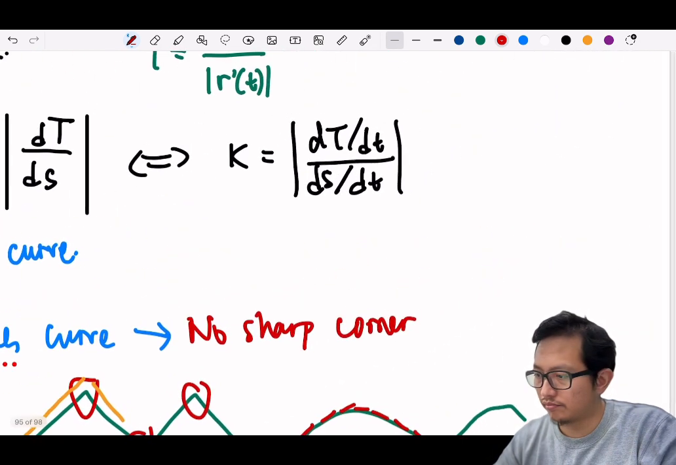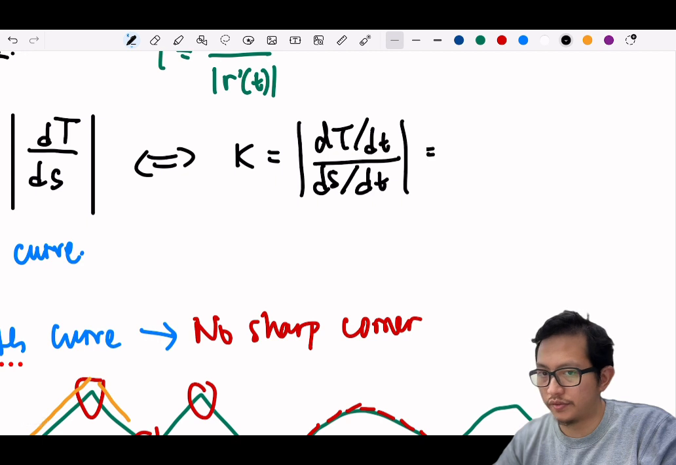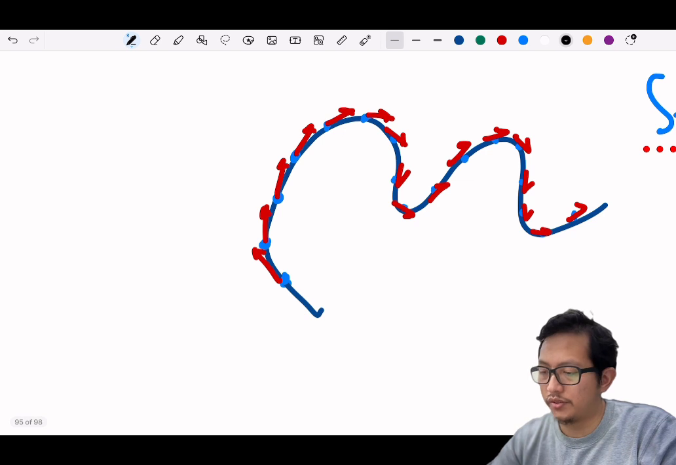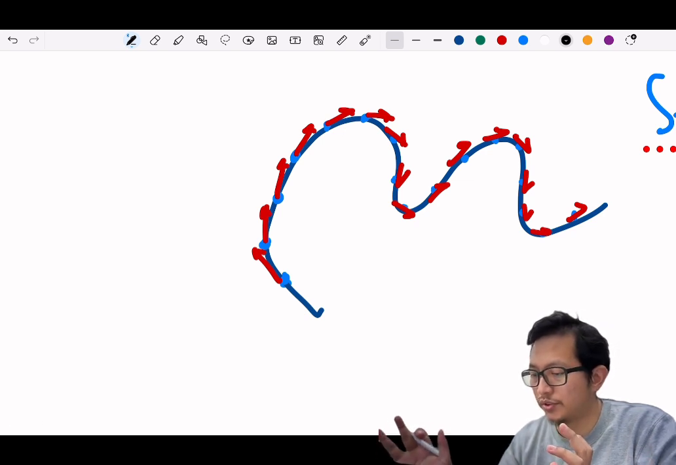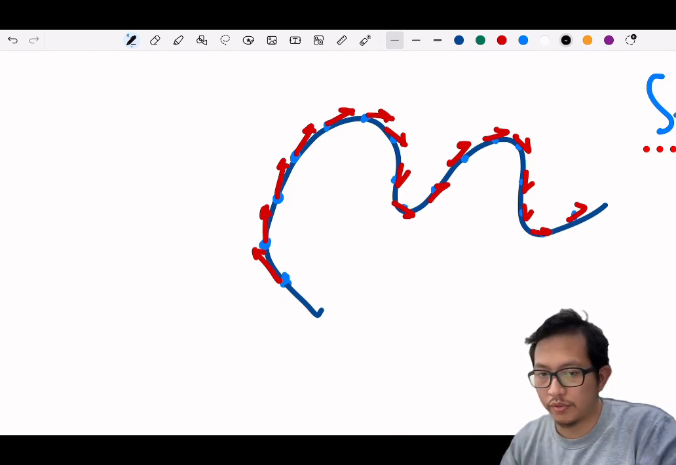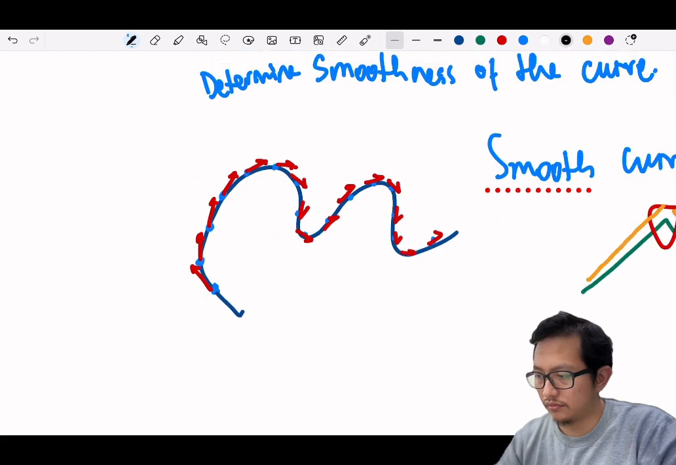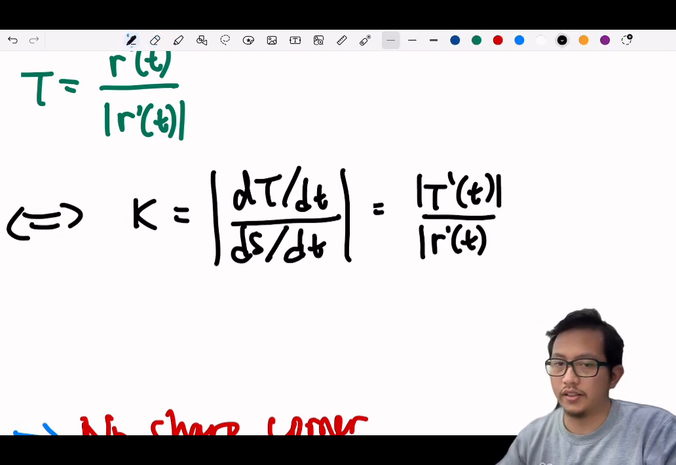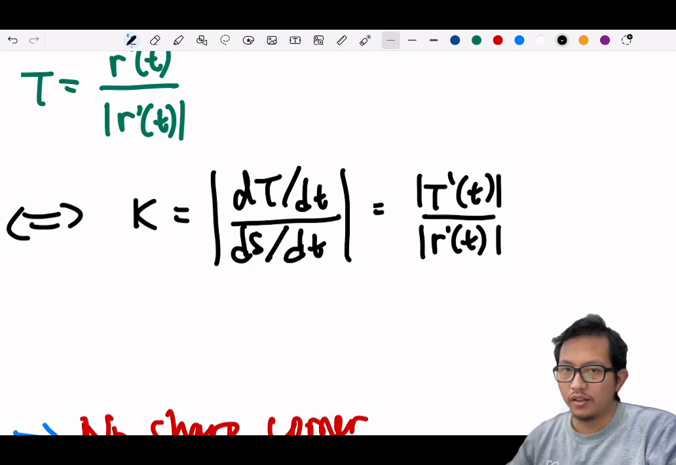Basically we could also rewrite this in terms of T prime t over r prime t, because s between the points is the length of the line itself, which if we differentiate is actually our r prime, right? Our r prime. And yeah, I think I will end here.